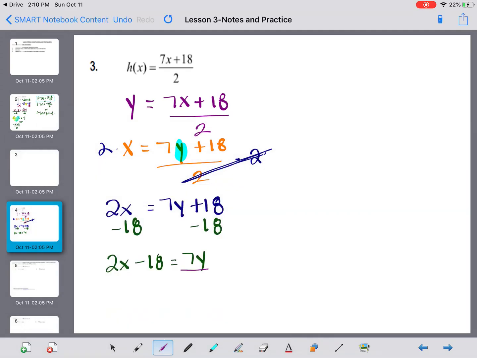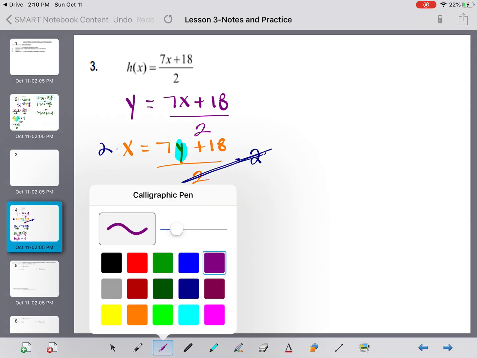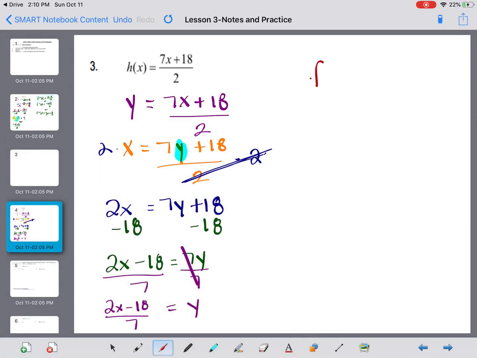Keep getting y by itself, so I'm going to divide by 7. I'm going to divide everything by 7. 7 can't really go into 2, and 7 can't really go into 18. So again, you can just leave it like this. This is totally fine. Or you can write it as 2 individual fractions. Either way is fine. And then your final step, don't forget, change y to this notation.